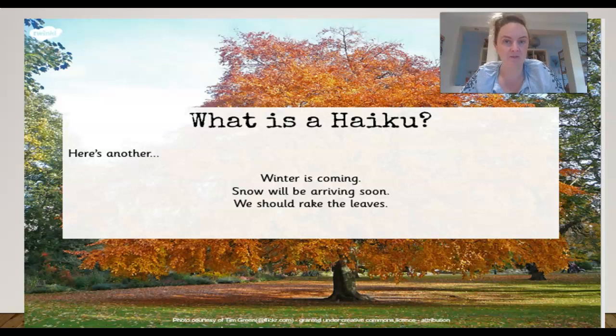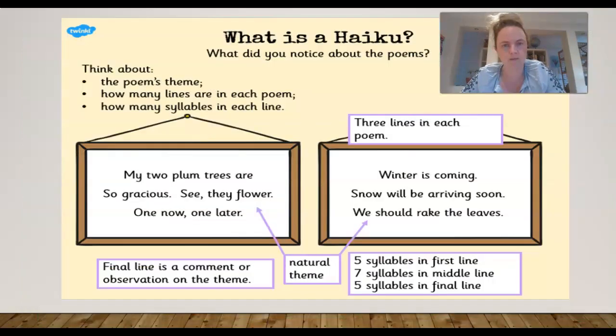So as Miss Coleman went over the other day, what do we notice about haiku poetry? It has been written in lines, not full sentences. And there is another pattern here that we're going to look at in a second. So what is a haiku? What did you notice about the poems?